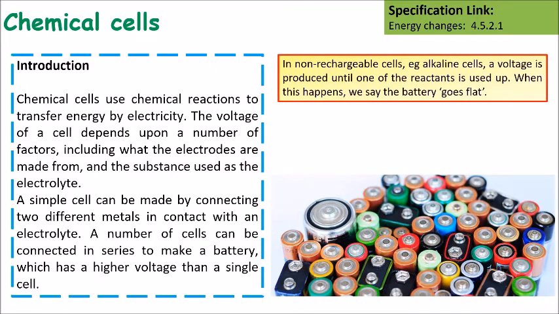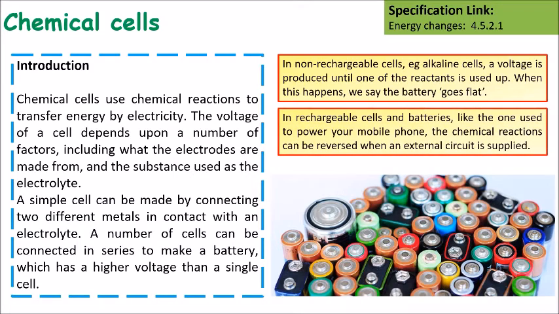So there are two types of cells that you need to know about. In non-rechargeable cells, so things like alkaline battery cells, a voltage is produced until one of the reactants is used up. In rechargeable cells, like the ones used in mobile phones, etc., the chemical reactions can be reversed when an external circuit is set up and electricity is put back into the cell.